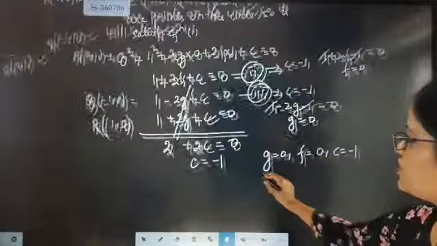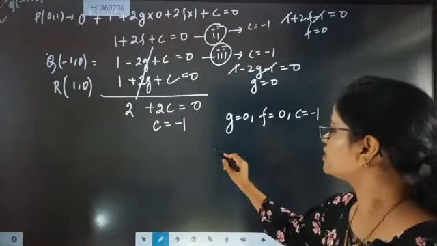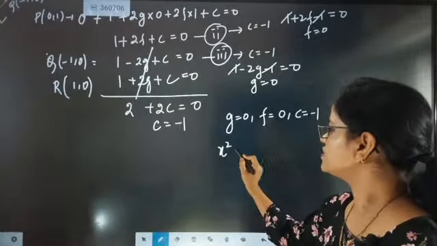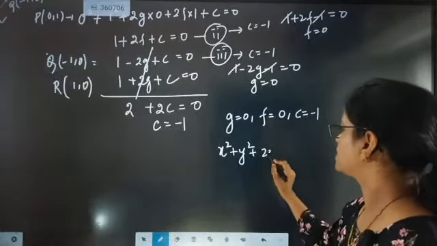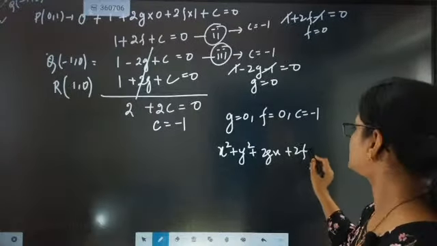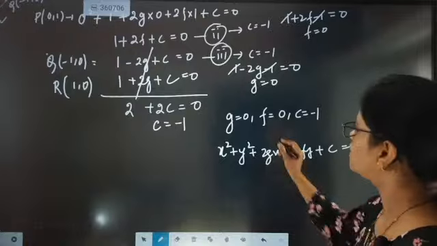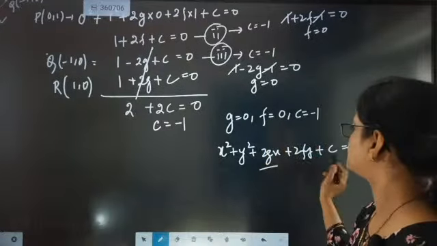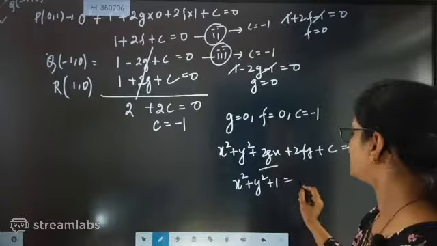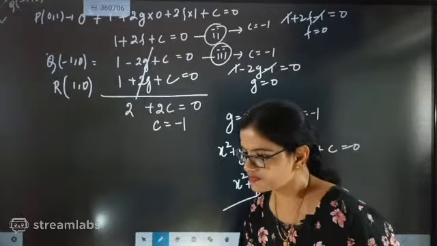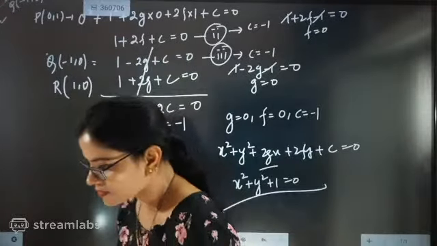Substitute all this in the general equation. What is your general equation? The general equation is x square plus y square plus 2gx plus 2fy plus c equal to 0. So the g part is 0, the f part is 0. So the equation is x square plus y square plus 1 equal to 0. This is the equation.